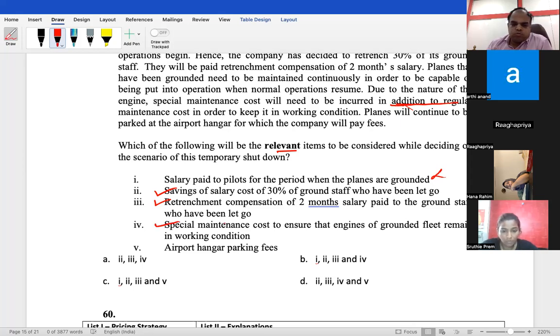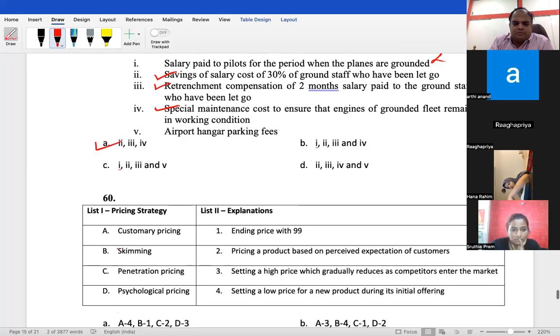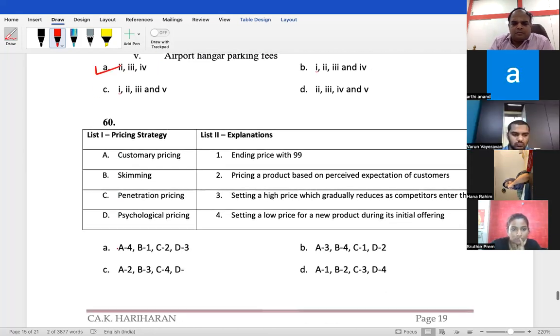Airport hangar parking fees, irrelevant. Why? Whether the plane is running or not, we have to pay the cost. Right? We have to park it. So what are all the relevant costs for us? 2, 3, 2, 3, 4. Those are the relevant costs. Understood? Varun, read that. Yes, sir.